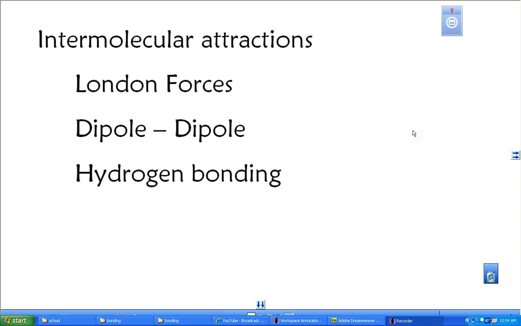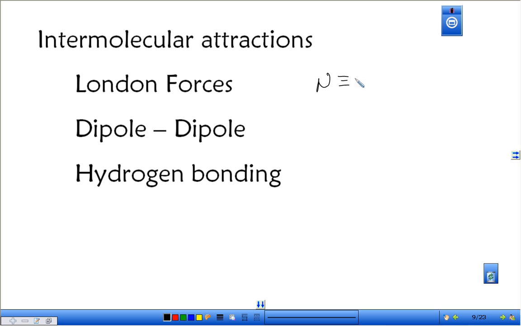We need to now look at intermolecular attractions, and there's basically three categories. The first one of those categories is London forces. London forces are also called van der Waals forces. These forces are created between two molecules that are nonpolar. So if I have a nitrogen bonded to another nitrogen, they will have a very slight attraction for another pair of nitrogens, and you get this van der Waals or London force between these two molecules. We'll move on and look at those in just a minute.